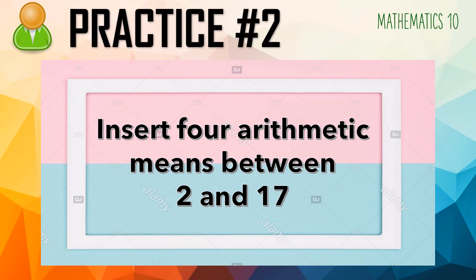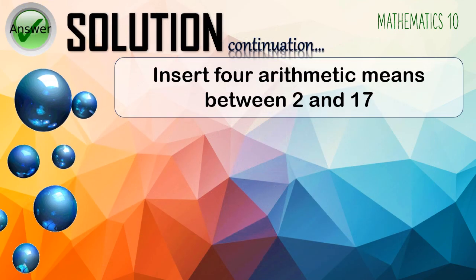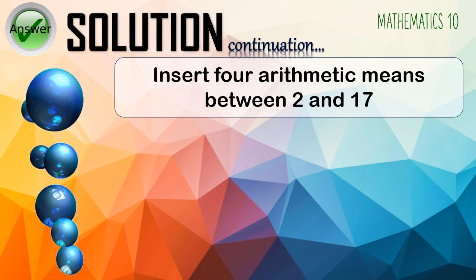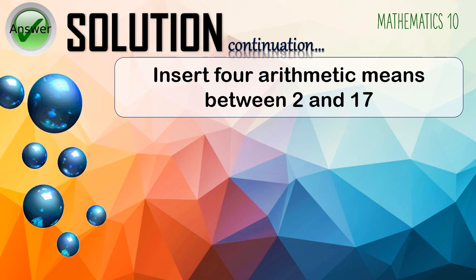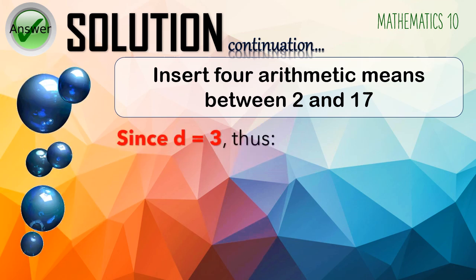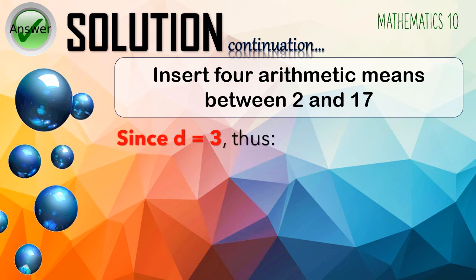Now, insert 4 arithmetic means between 2 and 17. So again, you just repeat the process by first finding the common difference. So our common difference here is 3 again.